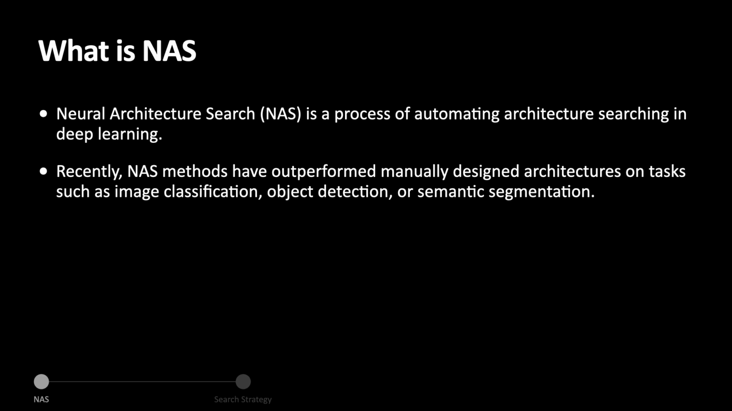Neural architecture search, NAS, is a process of automating architecture searching. Recently, NAS methods have outperformed manually designed architectures on tasks such as image classification, object detection, or semantic segmentation.